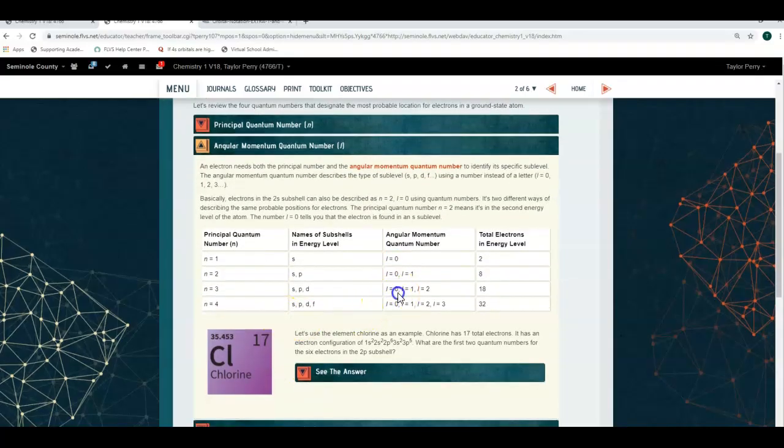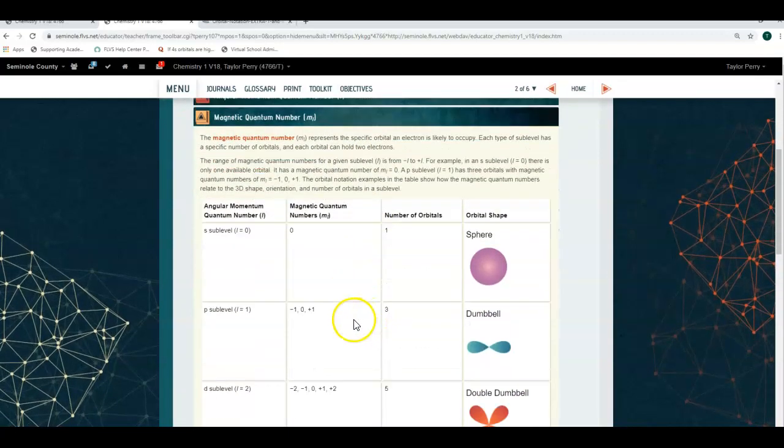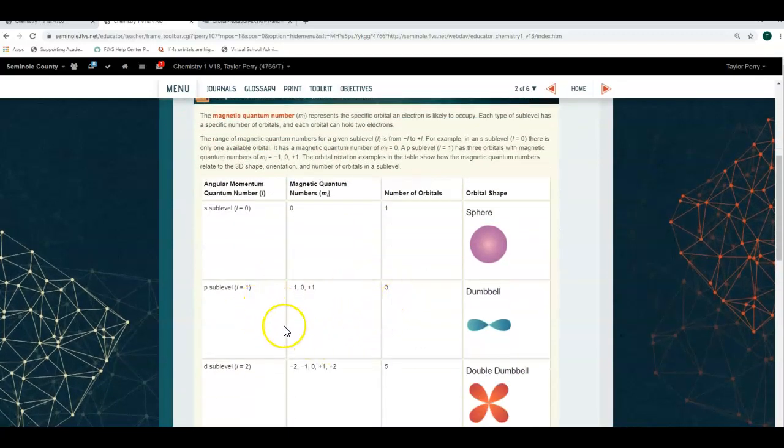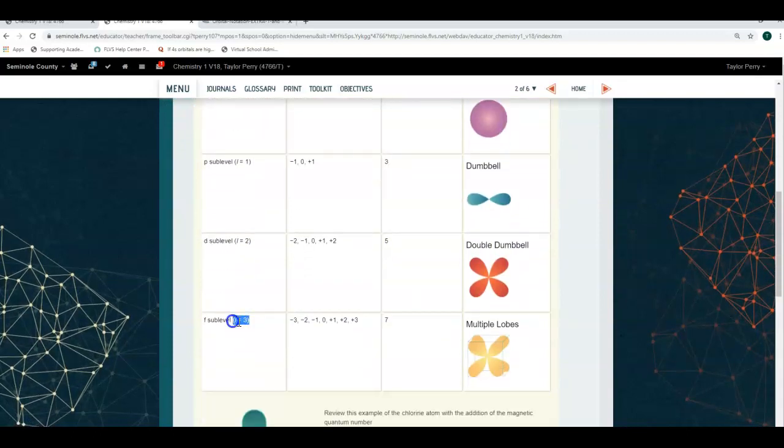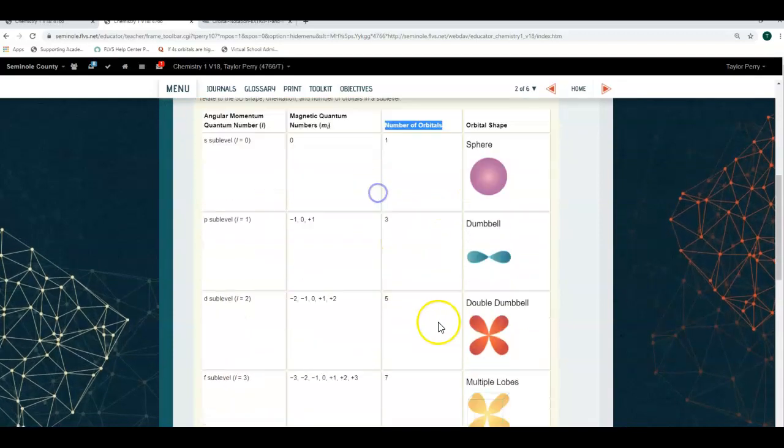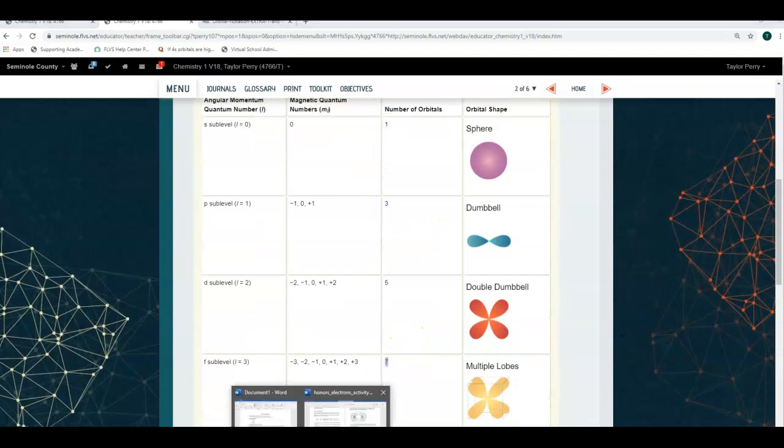All you have to do is find this. See where it says L equals 3 right here? You can also, I think, find it here as well. No, you can't. Oh, yeah, L equals 3. Look at that. And it says number of orbitals. So the number of orbitals is 7.